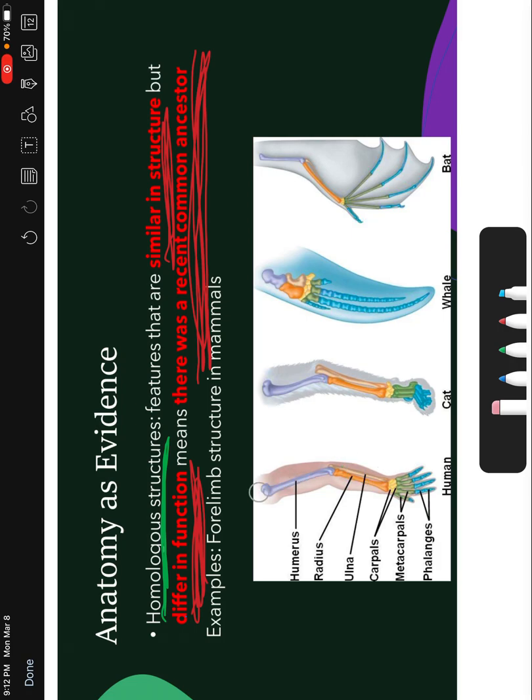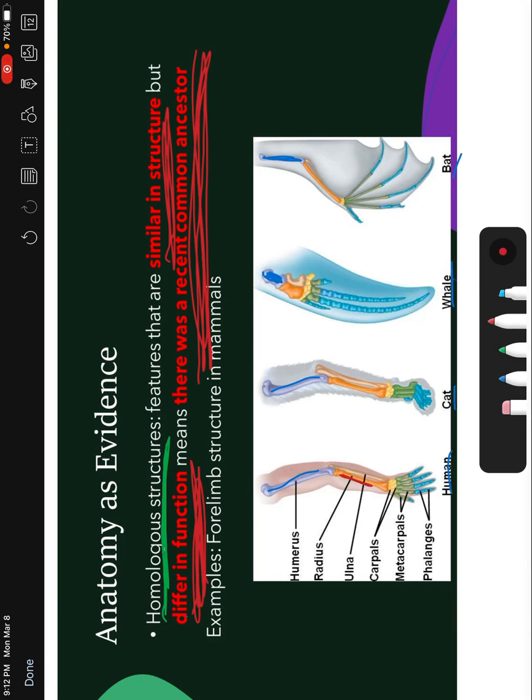Okay. Now, if we take a look at the human, the cat, the whale, and the bat, we will see a very similar structure across all of these animals. So, we will see a humerus in all of these animals, although in the whale you can see it's very stumpy, and in the bat it's a little bit thinner than it would be in the cat or in the human.